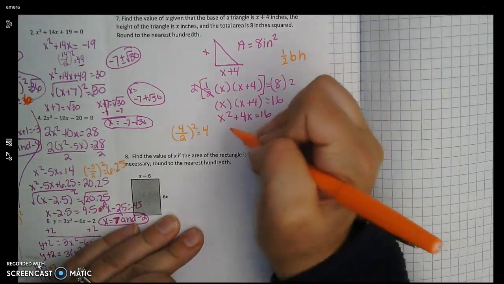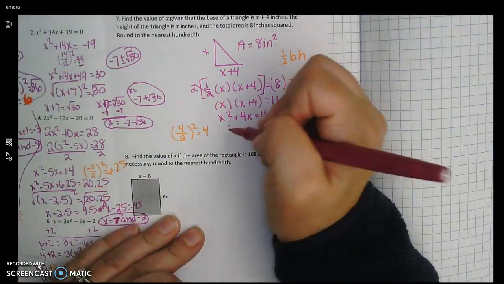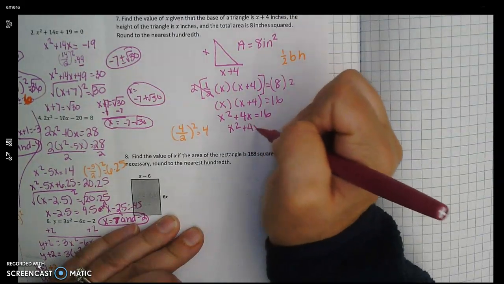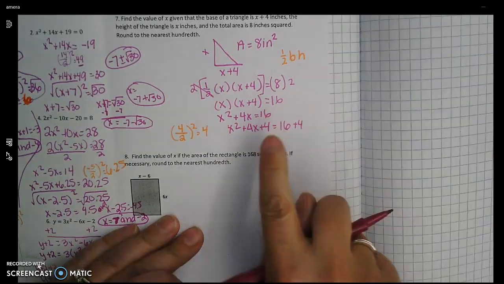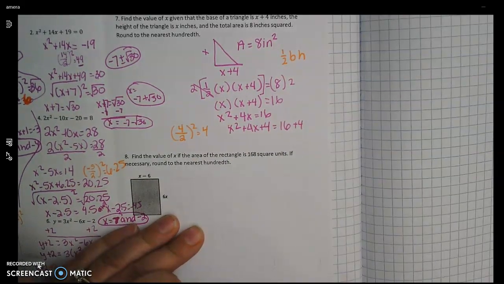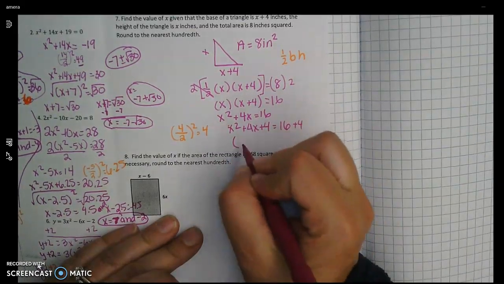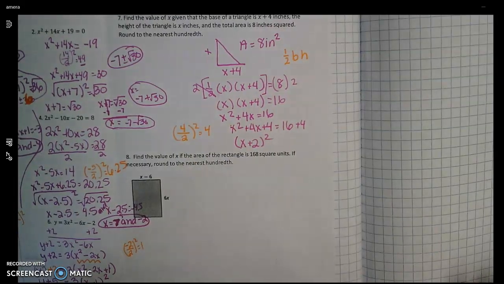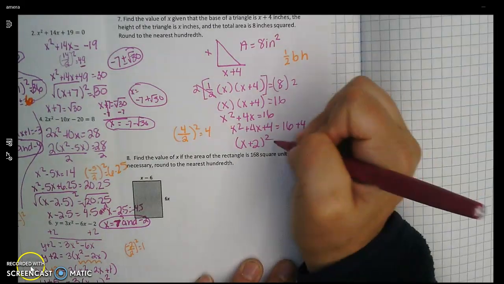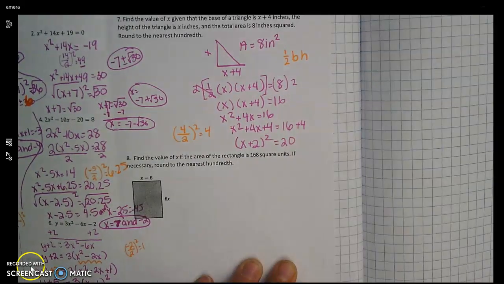And then that gives me x squared plus 4x plus 4 equals 16 plus 4. Don't forget, you have to add 4 to both sides. Now if I factor this, it is x plus 2 squared. So we have x plus 2 squared equals 20.